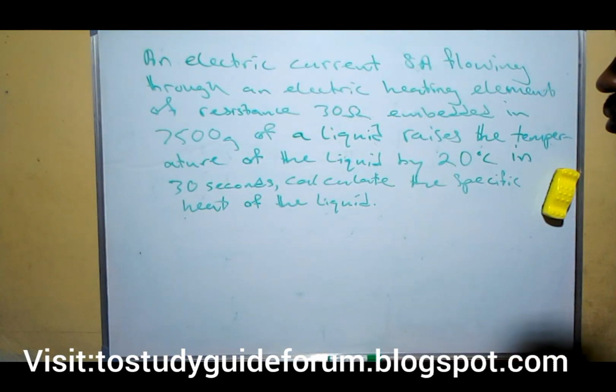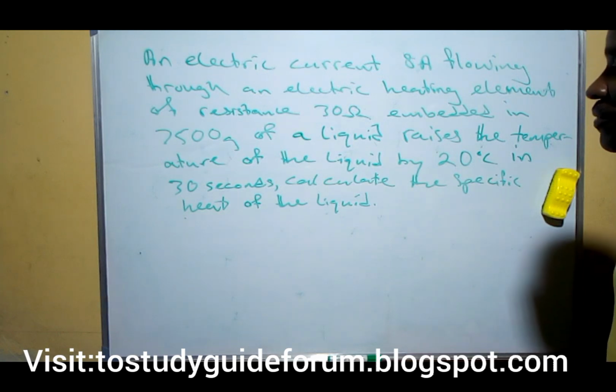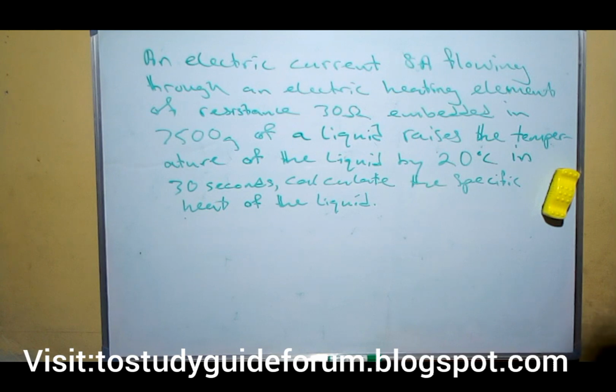Here we are looking at how to calculate specific heat capacity using the electrical method. The question says: an electric current of 8 amps flowing through an electric heating element of resistance 30 ohms embedded in 7,500 grams of a liquid raises the temperature of the liquid by 20 degrees Celsius in 30 seconds. Calculate the specific heat capacity.